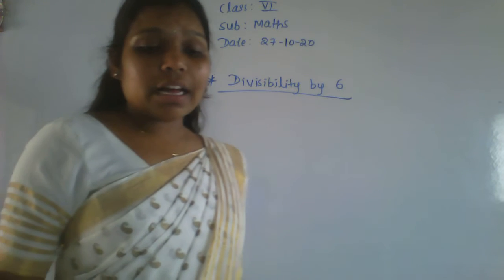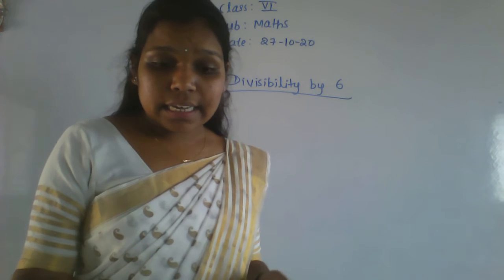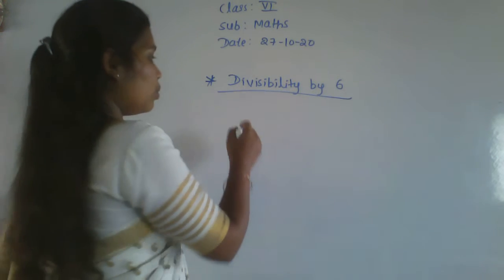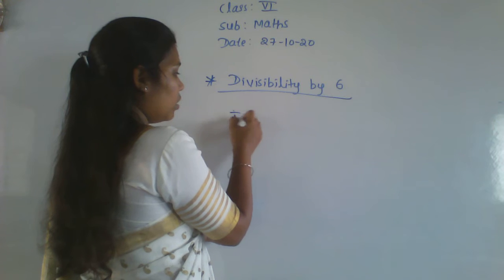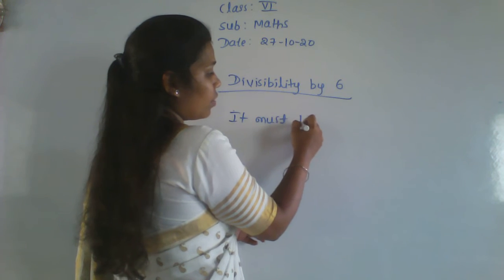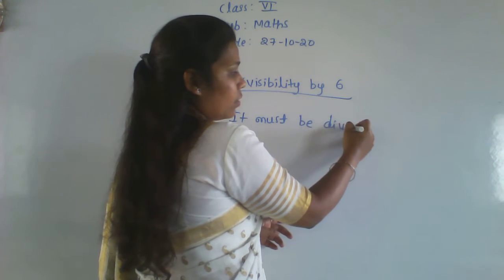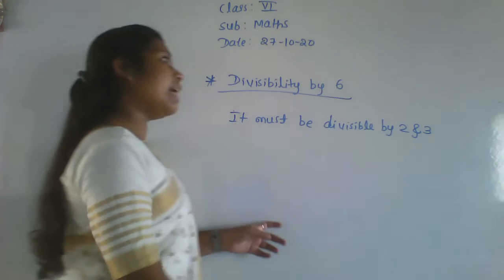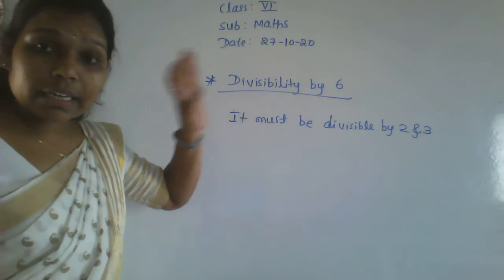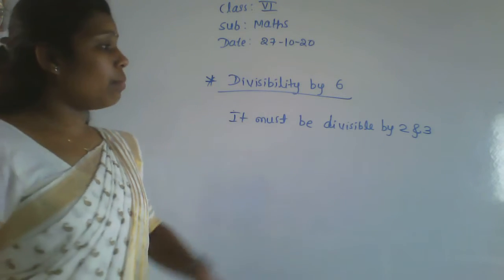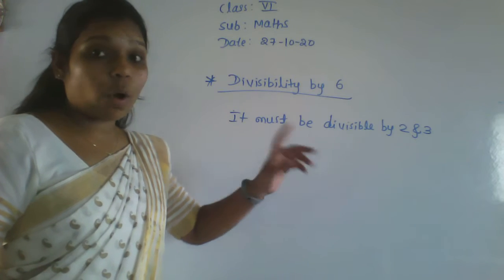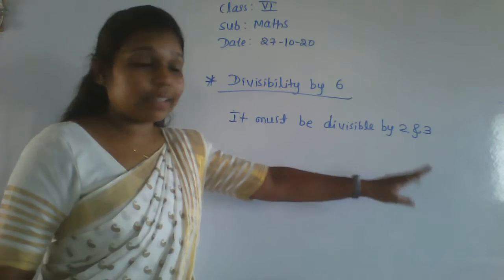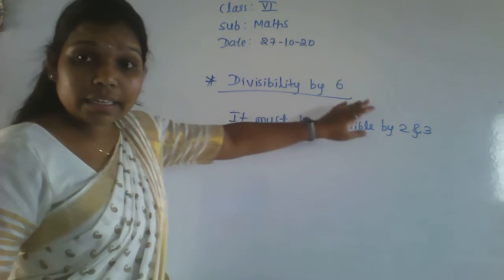A number is divisible by 6 if it is divisible by 2 as well as 3. It must be divisible by 2 and 3. Then only we can say that it is divisible by 6, if the given number is divisible by both 2 and 3. Not only 2 and not only 3. It must be divisible by both 2 and 3. Then only we can say that it is divisible by 6.